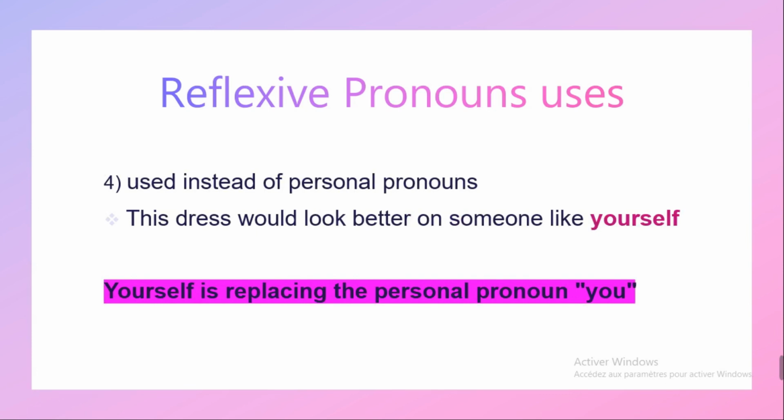Another use, used instead of personal pronouns. Here we can use a reflexive pronoun instead of a personal pronoun. Let's see an example. This dress would look better on someone like yourself. Here, of course, we can say this dress would look better on someone like you. So we replaced the personal pronoun you with a reflexive pronoun yourself, and both are correct. So here yourself is replacing the personal pronoun you.